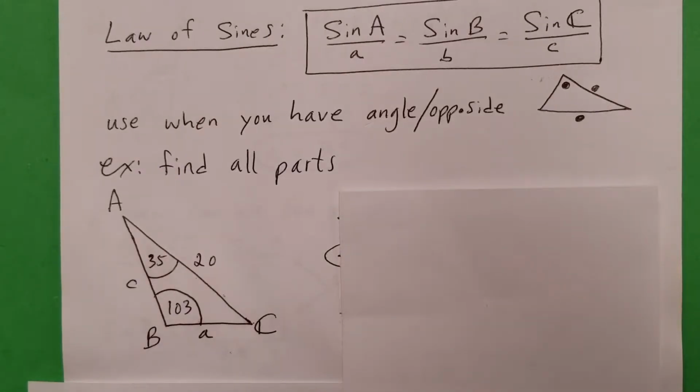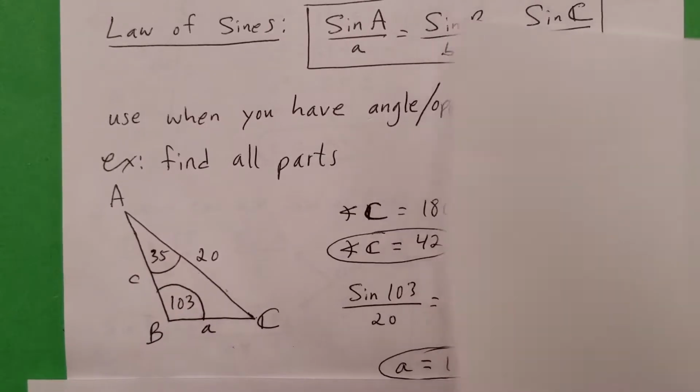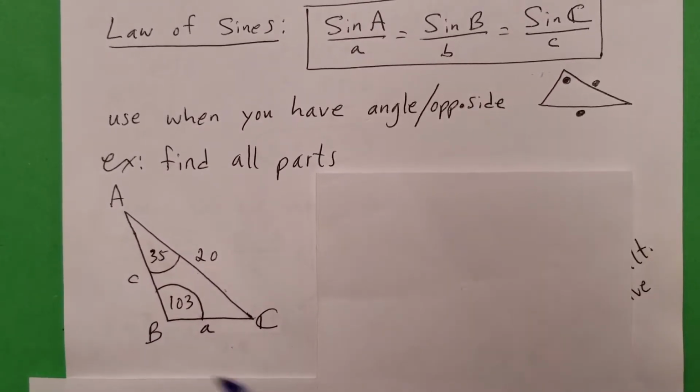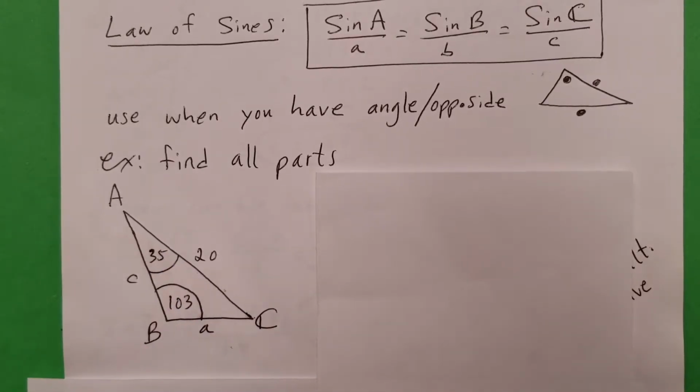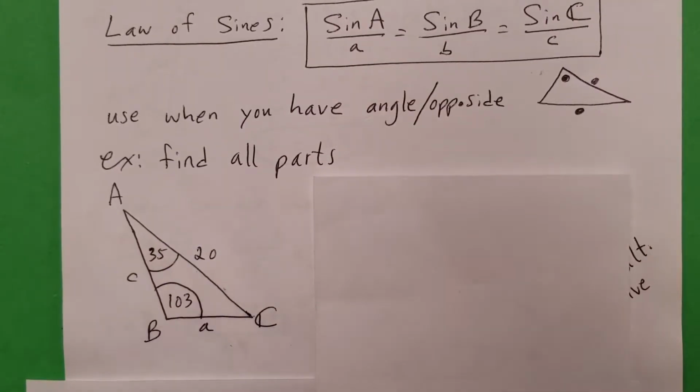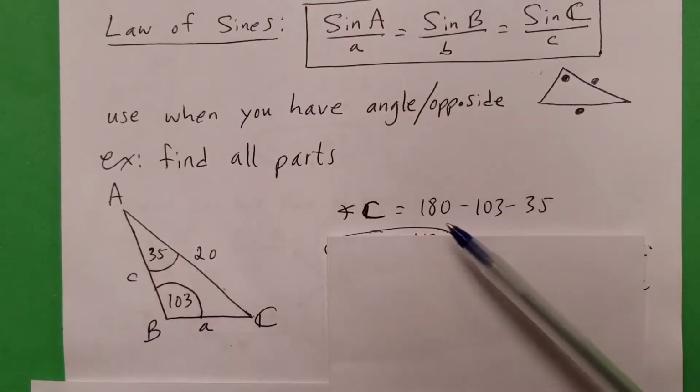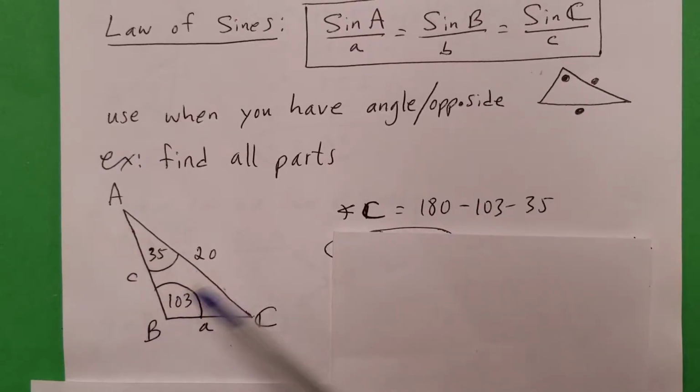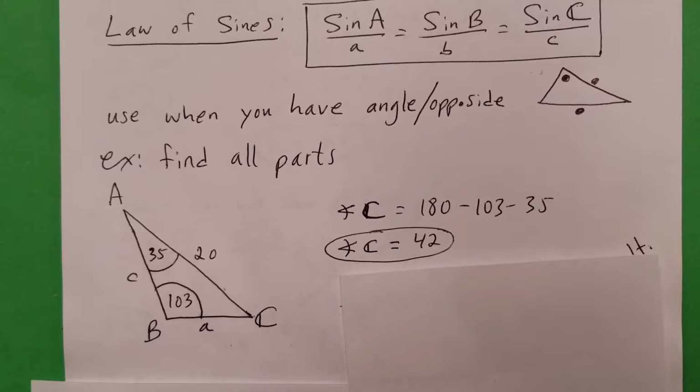Let's do the easy parts first. The easiest one to get, since we have two angles, is this third angle. You know all triangles have 180 degrees, so use that rule. 35, 103, and this missing angle has to come out to 180. The way I do it is I start with the total, subtract the two that I have, and what I have left is the missing angle. I'm done. I found angle C, capital letter C. Now I need side C and side A.